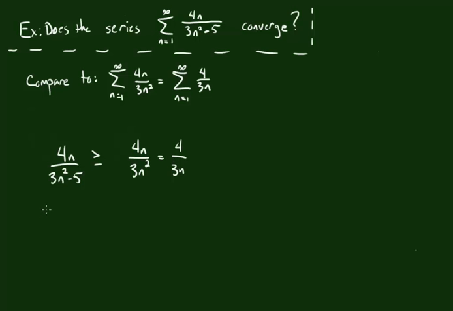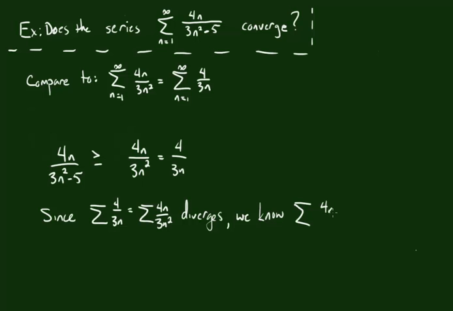So we can say by the comparison test, since the sum of 4 over 3n, which is equal to the sum of 4n over 3n squared, diverges, we know that this other series, the one we were looking at for the problem, also diverges. And this is by the comparison test.